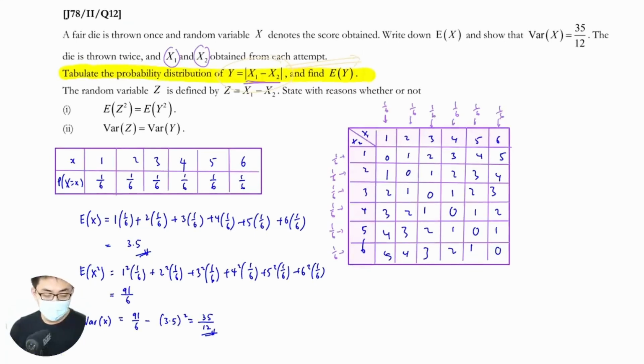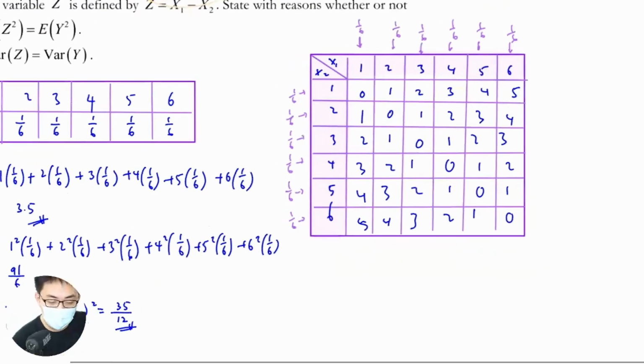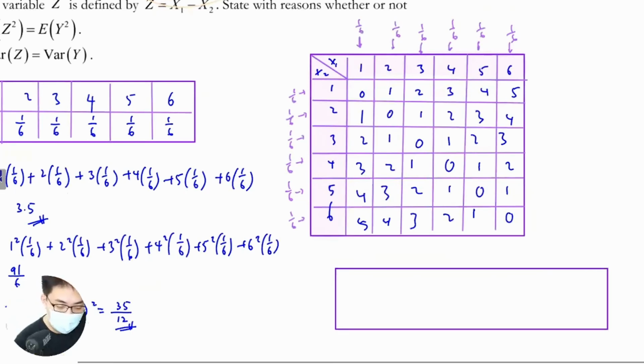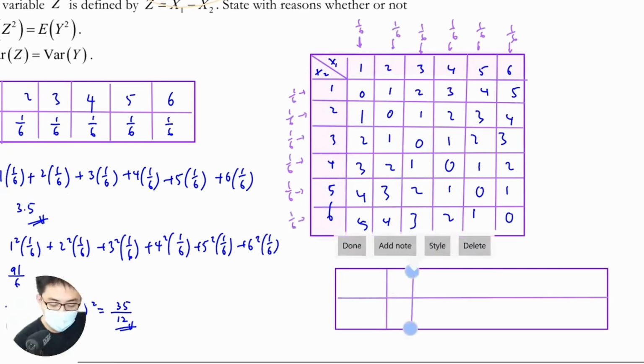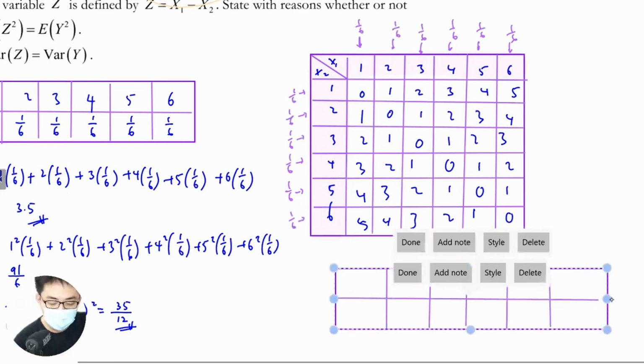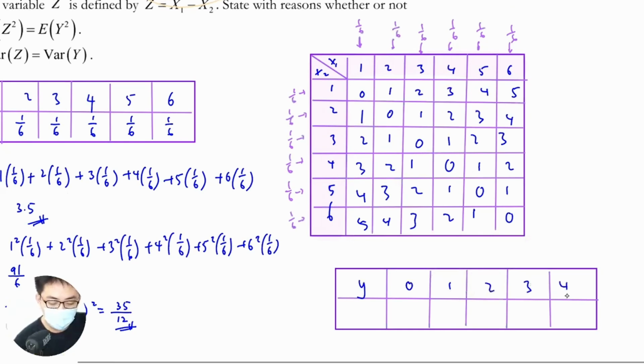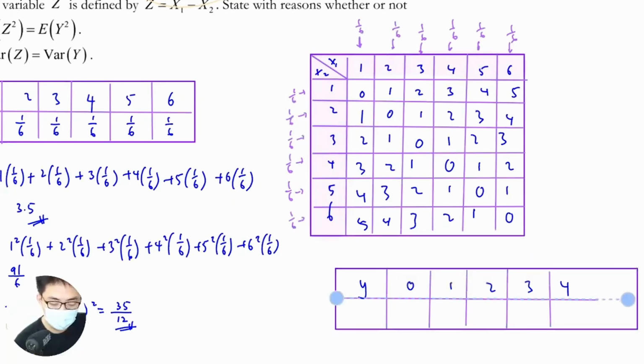I think that's about it. So EY, you tabulate EY. Now you have all the cases here already. Remember that a discrete random variable's probability is exhaustive. You need to list out everything. So this is Y: 0, 1, 2, 3, 4, 5.